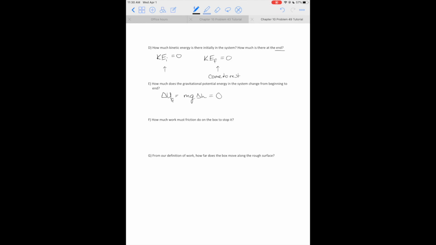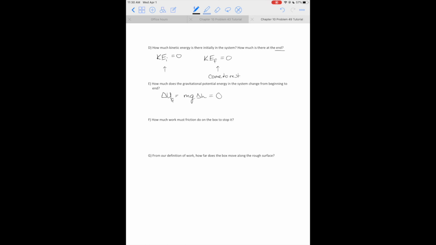I think it would make sense to say that on the surface that we're on, we would say Ug equals 0 at that point, and any deviation from the height of that surface would give me some potential energy or take some away. But in this case, we never deviate from that surface. I would say the entire thing is just held at 0. So how much work must friction do on the box to stop it?